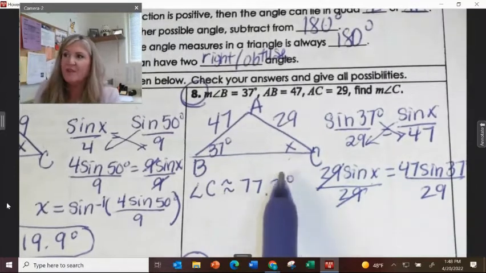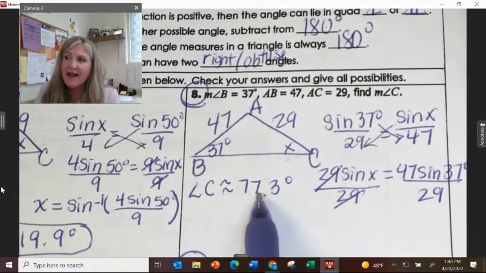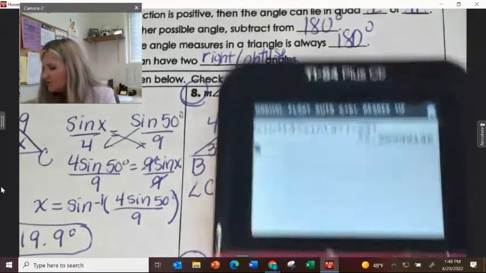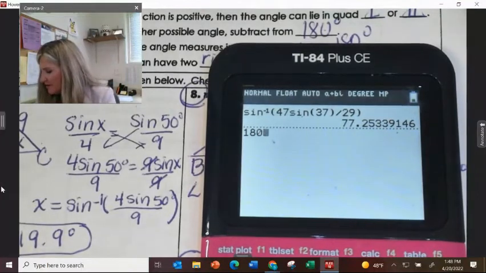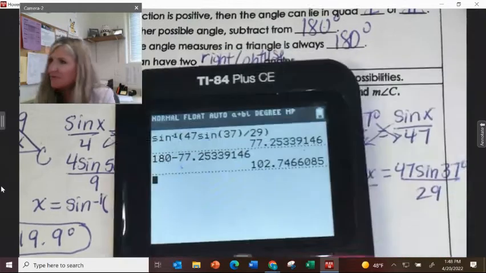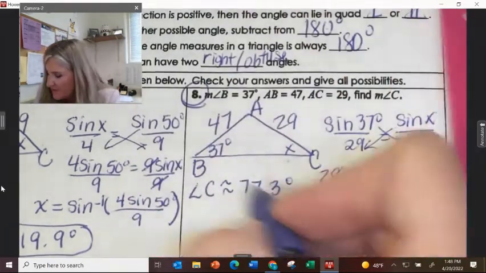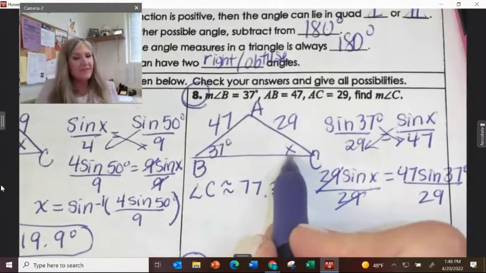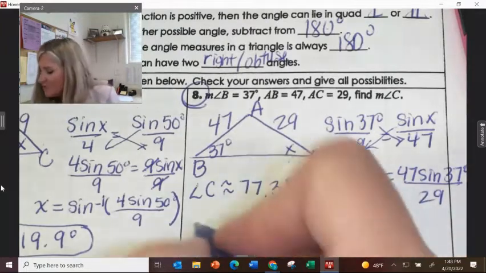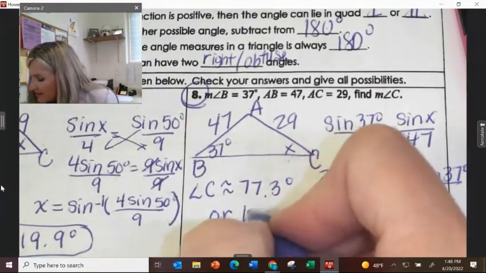Now, this angle, though, it's also true that I could have 180 minus this angle as the answer. So let's do 180 minus this answer and see if we get a reasonable answer. We get 102.7. Would it be okay for this angle to be 102.7? It would, wouldn't it? So angle C could also be 102.7.